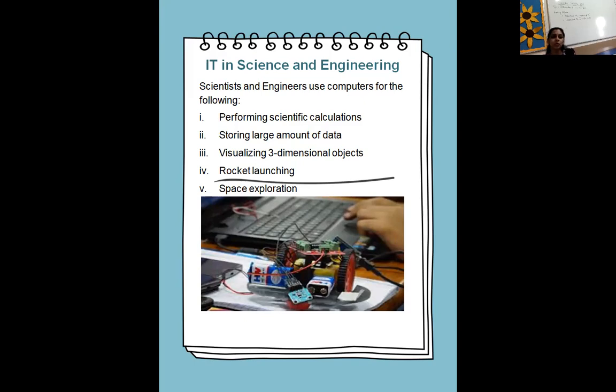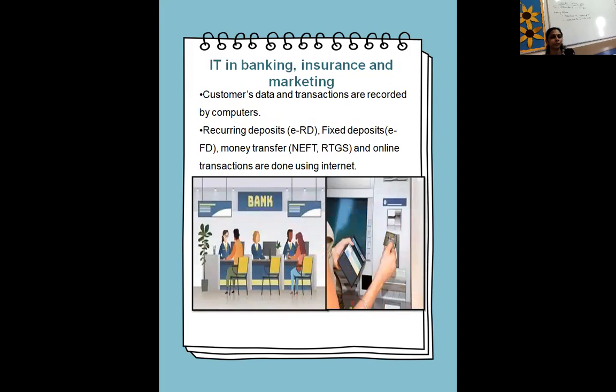The same way it can be used in science and engineering field, where scientists and engineers use computers for the following reasons: performing scientific calculations, storing large amounts of data, visualizing three-dimensional objects, as I gave the example of building your dream house, or rocket launching and space exploration. These are a few listed down. You can note some more when you come across them.